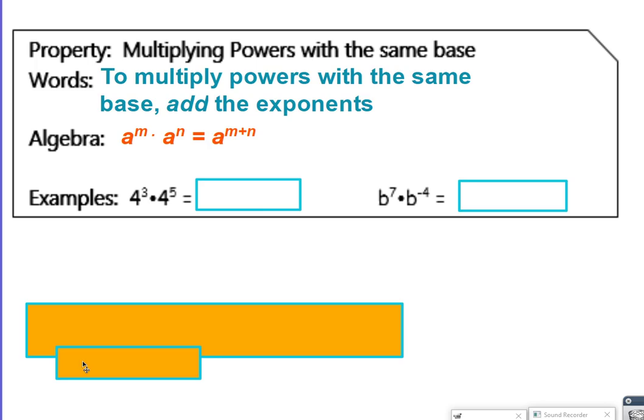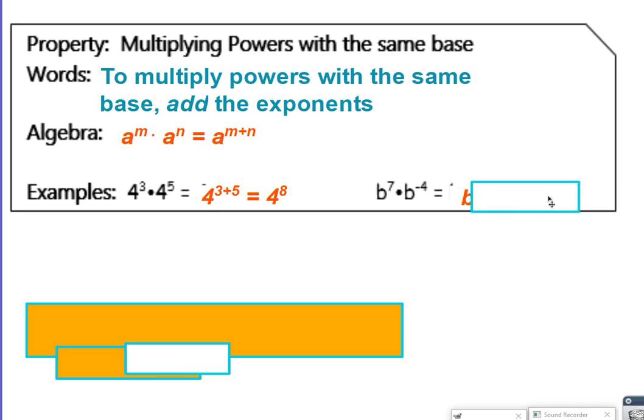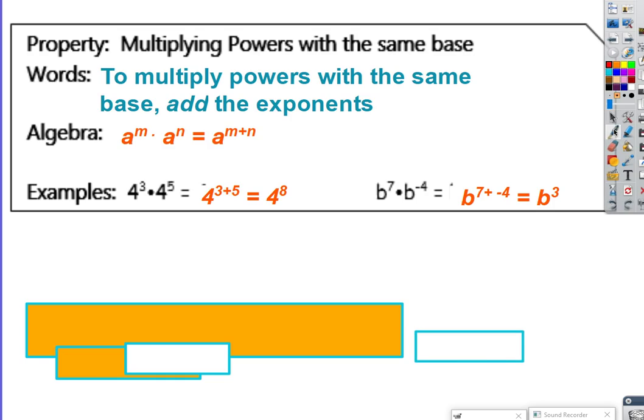I'm going to do 2 examples for you. 4 cubed times 4 to the 5th is equal to 4 to the 3 plus 5, which equals 4 to the 8th. b to the 7th times b to the negative 4th equals b to the 7 plus a negative 4, which equals b cubed.